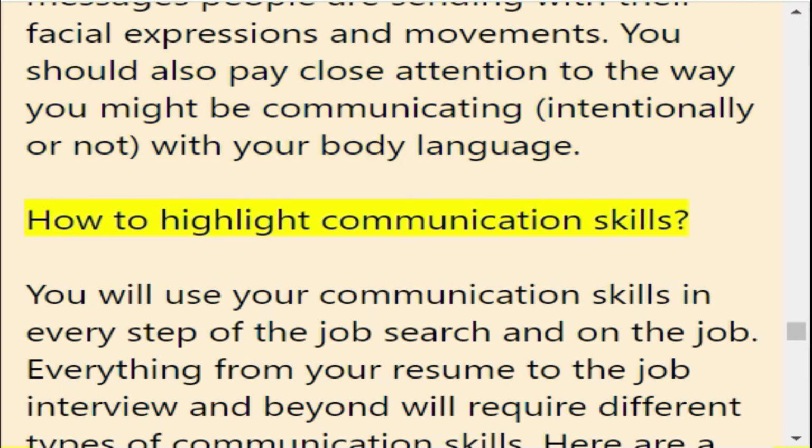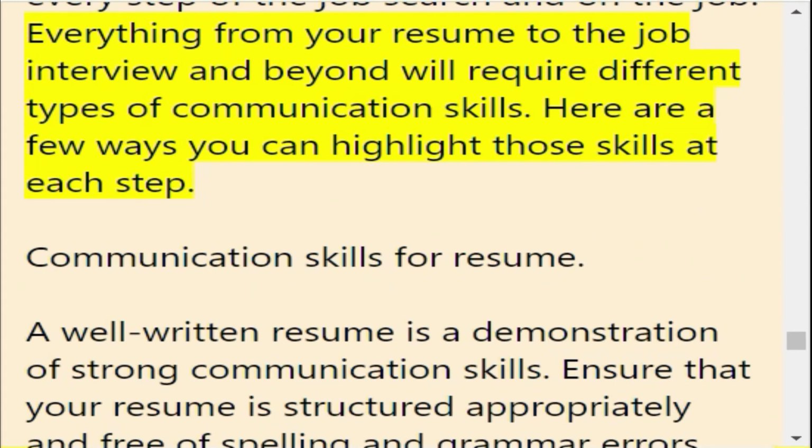How to highlight communication skills. You will use your communication skills in every step of the job search and on the job. Everything from your resume to the job interview and beyond will require different types of communication skills. Here are a few ways you can highlight those skills at each step.